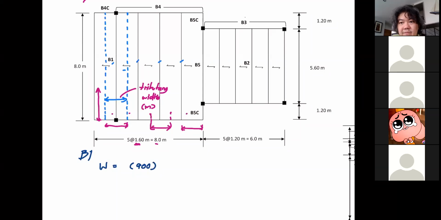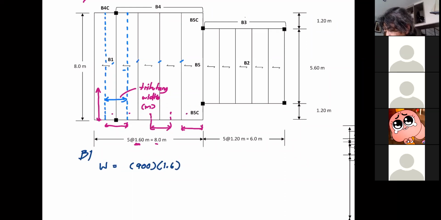Some students will get confused, especially when you are under duress, yes, in the exam, and mess up this tributary width, which is like the easiest thing in the world. But ladies and gentlemen, when you mess this up, you mess up the load. So you would understand my point of view on this, right? So this is the tributary width of 1.6.